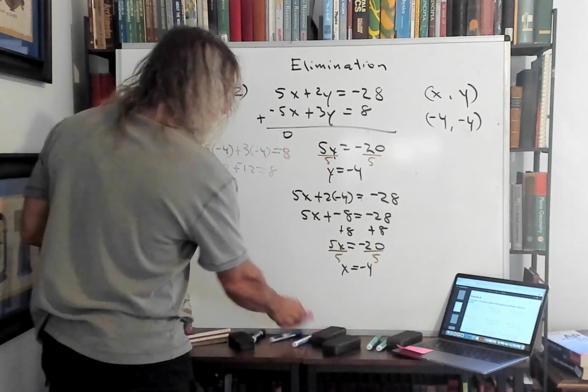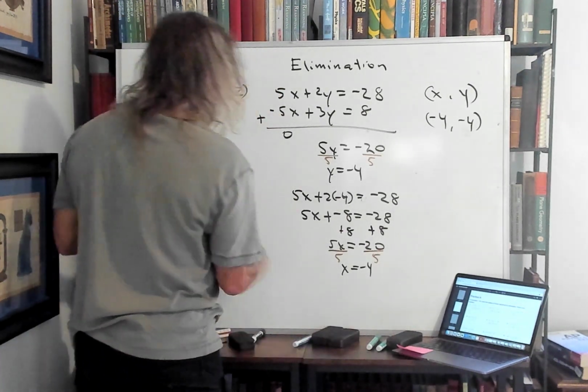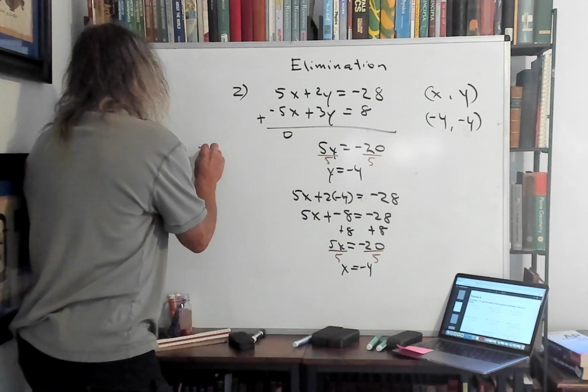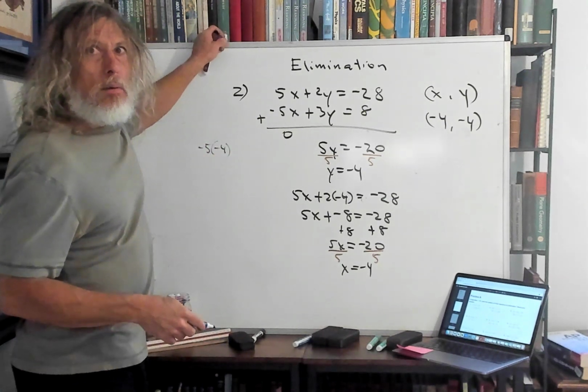Not very dark. Trash can. Do over. Negative 5, negative 4. A little better.